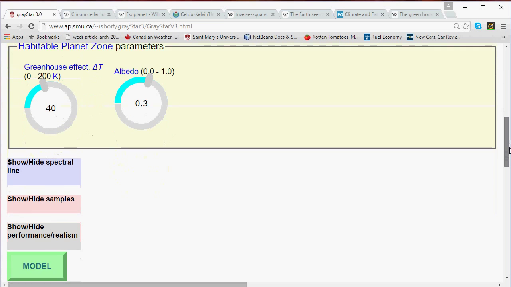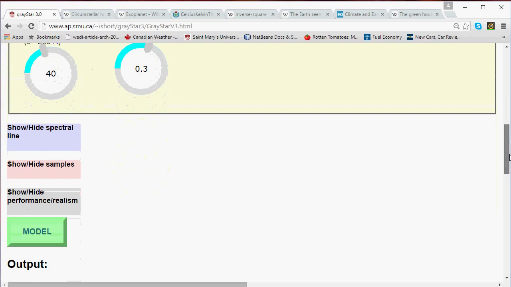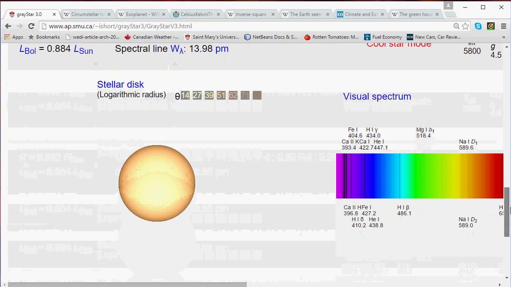So let's go down and see what that does to the circumstellar habitable zone. So I've hit the model button here, so it's now just recalculated the circumstellar habitable zone. But before we take a look, maybe we can make a prediction. What do we think is going to happen to the circumstellar habitable zone if we increase the greenhouse effect significantly? And you might predict that the circumstellar habitable zone is going to move outwards in order to lower the planet's surface temperature again. But let's go down and see what's happened here.